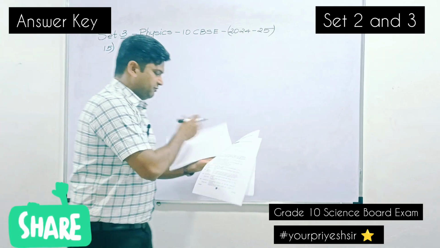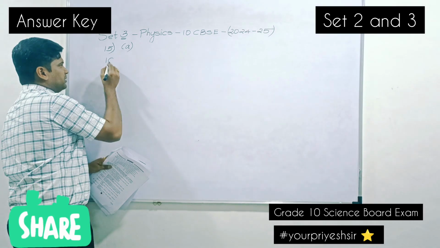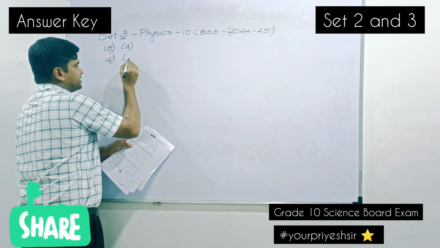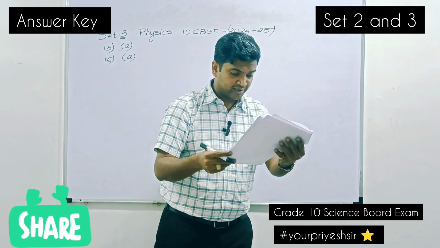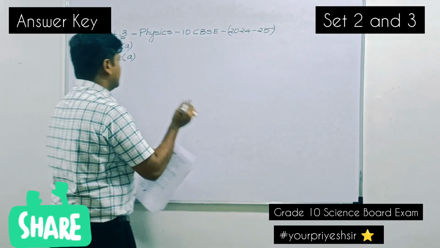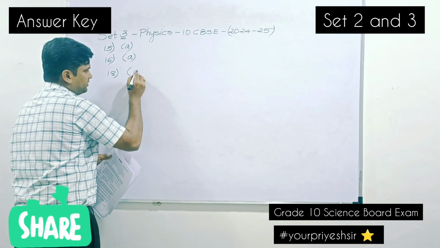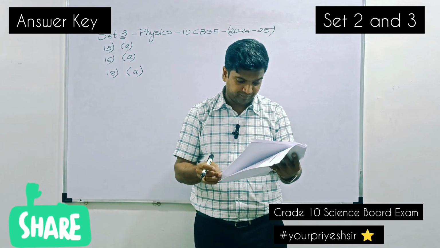Then the 16th is also a common question, children. It's common in all the three sets. We already discussed 16, option A. And the assertion reasoning 18th is also common in all the three sets, and we have discussed it already. So for the 18th the option will be A.